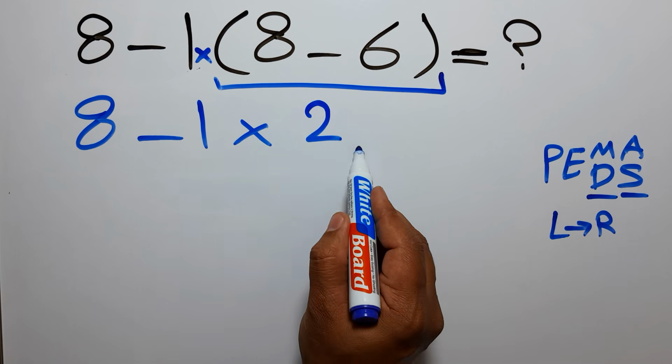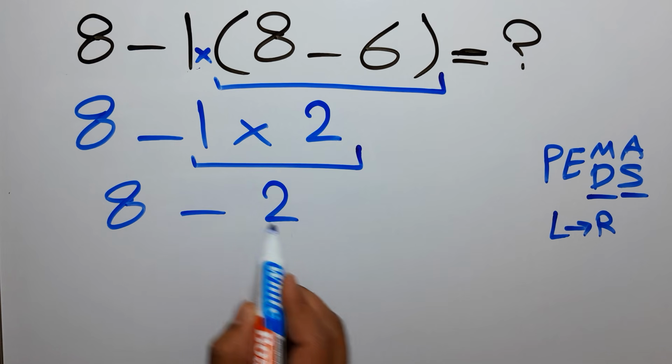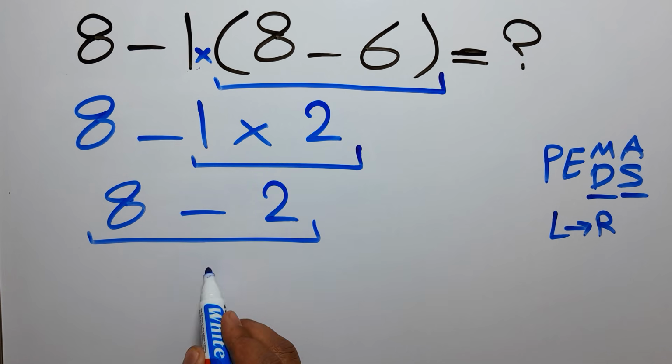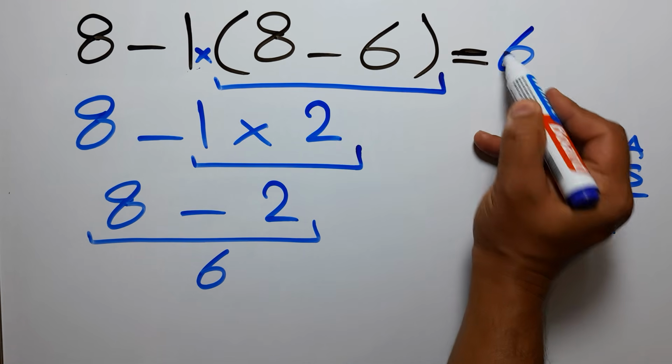1 times 2 gives us 2. So we have 8 minus 2, which equals 6. And this is our final answer to this problem. The correct answer is 6.